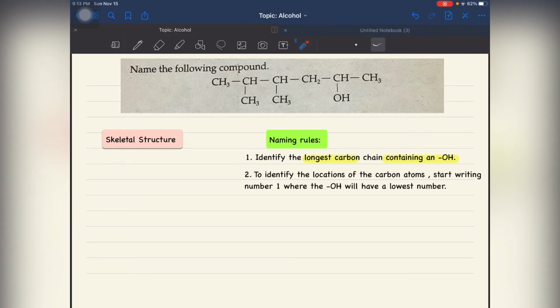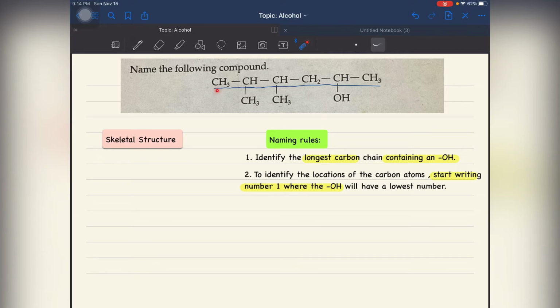So, we should start writing number 1 where the OH will have the lowest number. Since kanina na-identify natin na ito yung magiging parent chain natin, ngayon titignan natin kung saan pinakamalapit yung ating functional group na OH. So do you think, is it coming to the left, or to the right? So, try natin dito tayo sa kabila. Sa left muna tayo mag-start ng number 1.